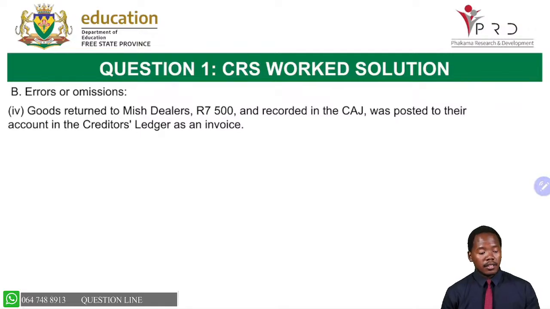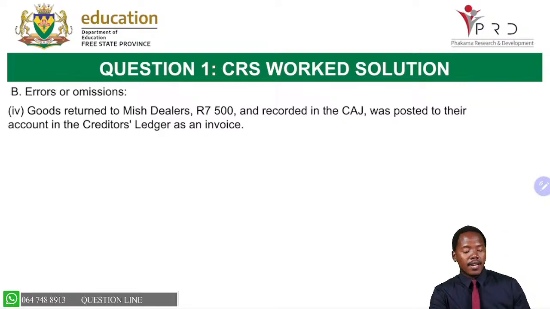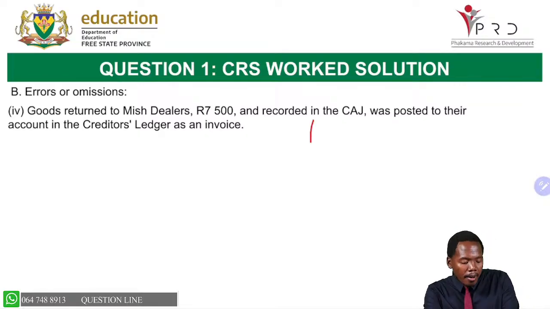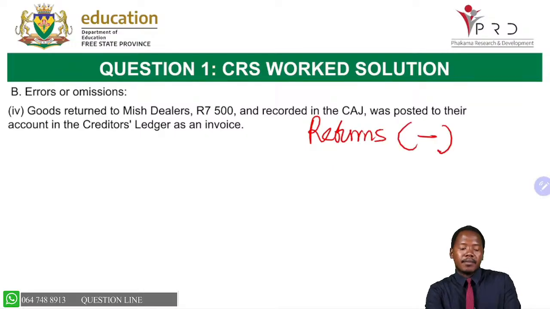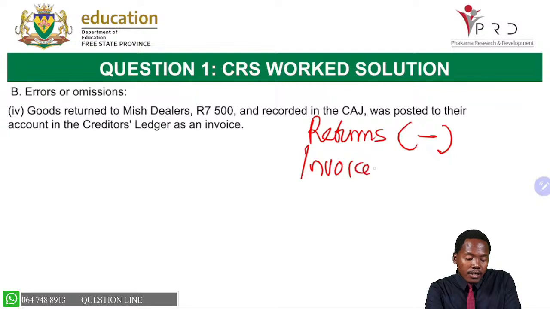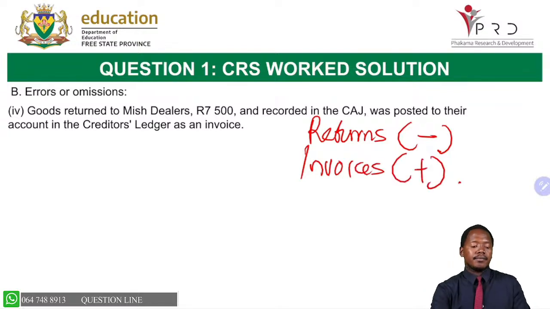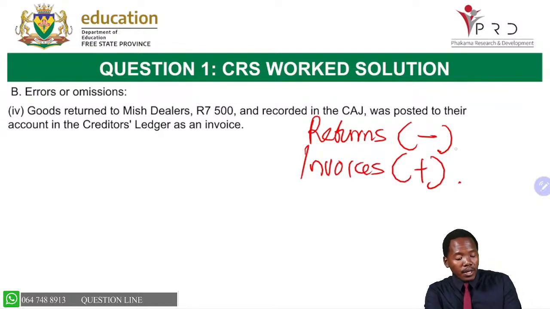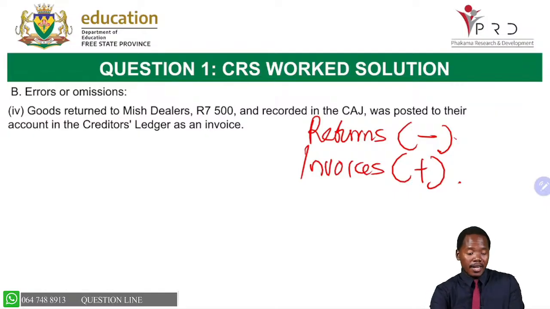Right, now, Roman figure 4, goods returned to Mish Dealers, 7,500, recorded in the CAJ, was posted to the account in the creditors ledger as an invoice. Now, remember, returns, what do we do with the returns? We subtract. But invoices, what do we do with the invoice? We add. Now, what did we do? We took the money of the returns, we recorded them as invoices, meaning this money was added.